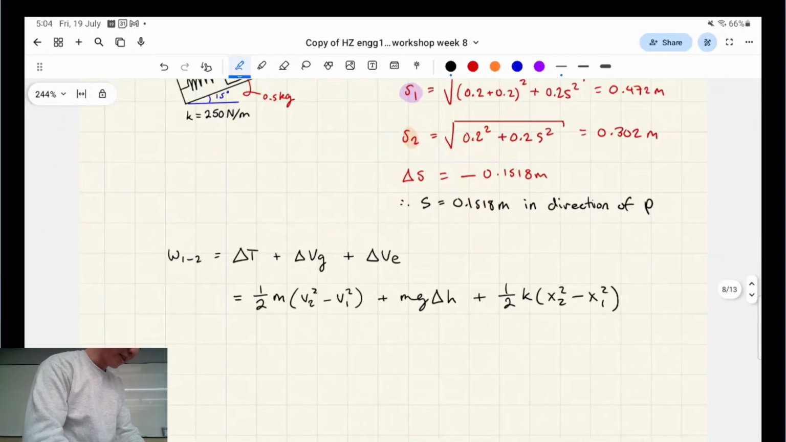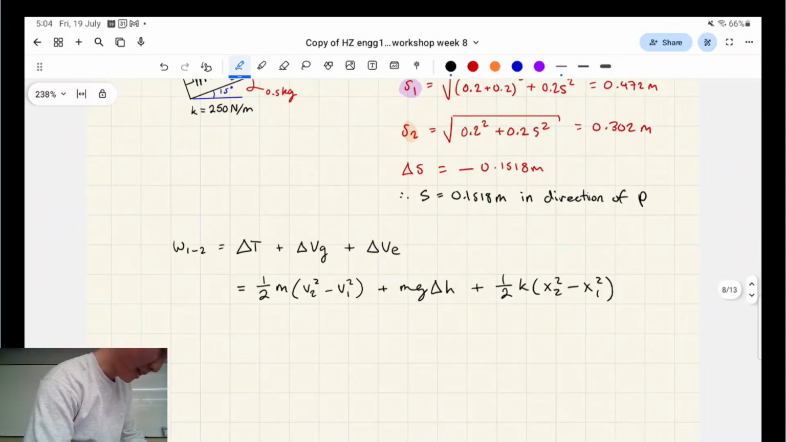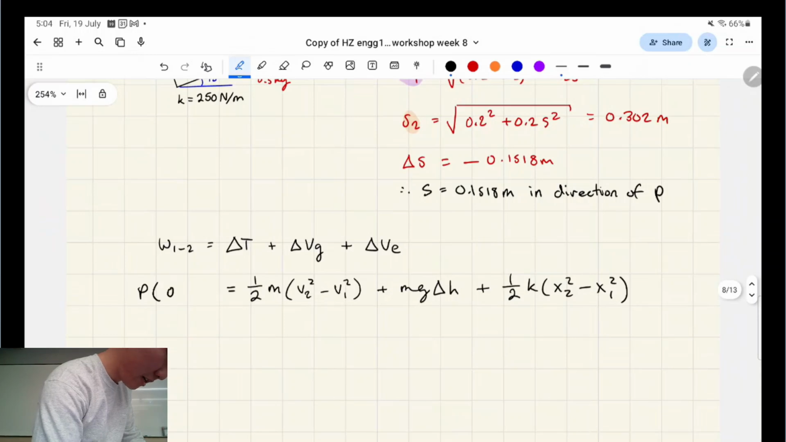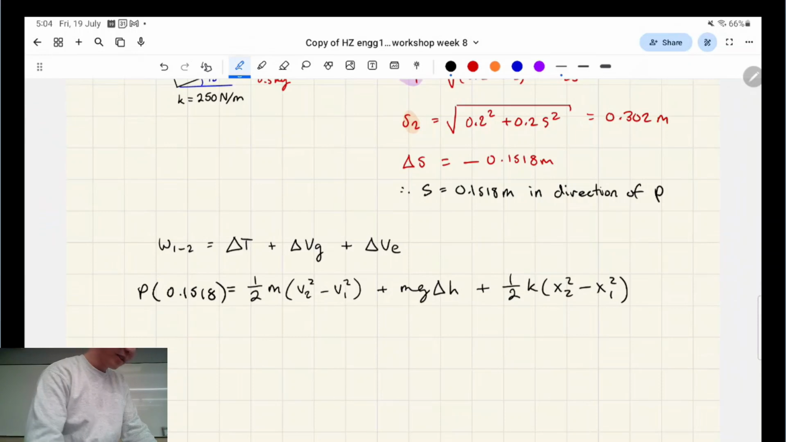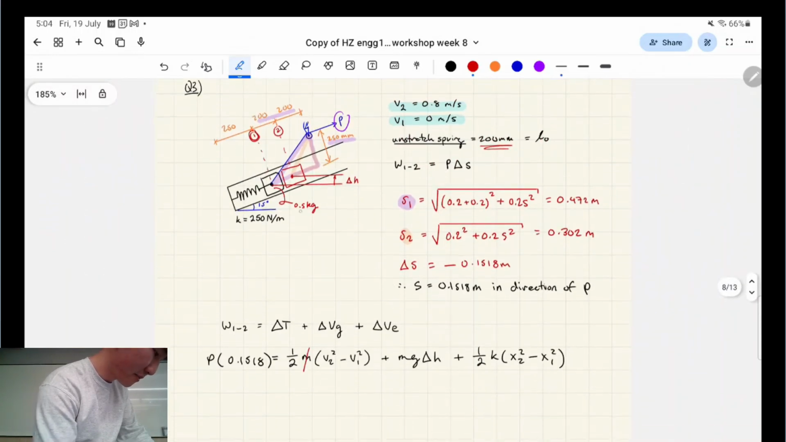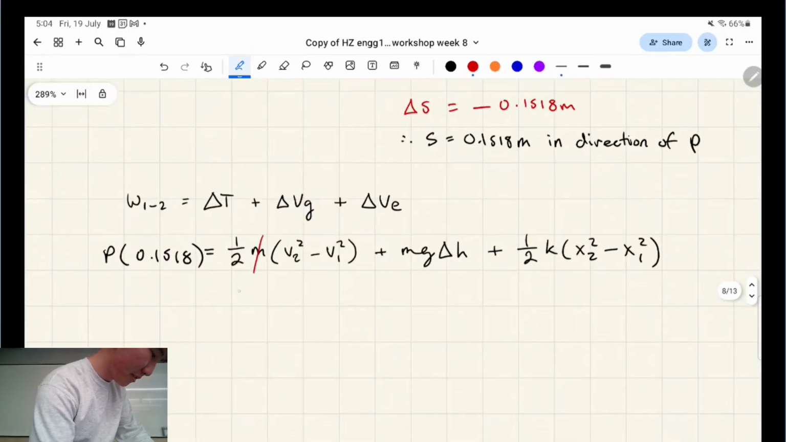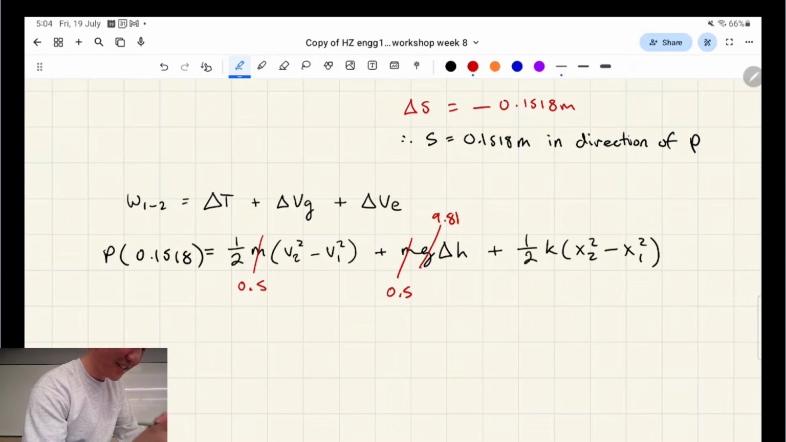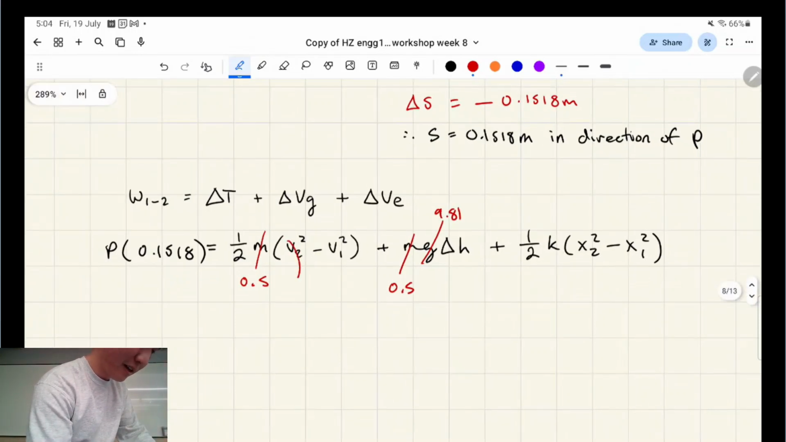So now we have our big mama formula, and we're going to be solving for P, and we've calculated S there. So now we're just going to plug in the rest of the stuff. Here, M, did I ever say it? M is 0.5 kilograms, 9.81 for gravity. The final velocity is 0.8 meters per second. The initial was 0.